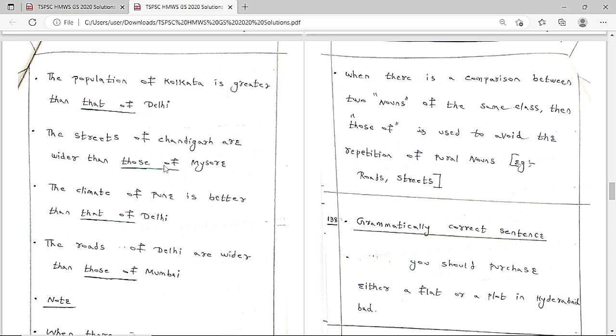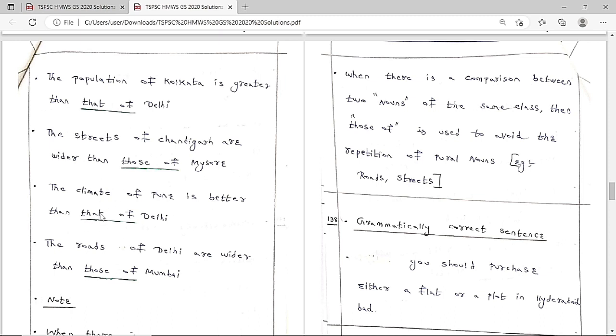So therefore we can say, whenever you are going to compare two singular nouns, you have to use that of. And whenever you are going to compare two plural nouns, then we have to use those of. So population and climate are singular nouns, so we have to use that of. Whereas the streets and the roads are plural nouns, so we have to use those of. So this is what I am trying to tell you.